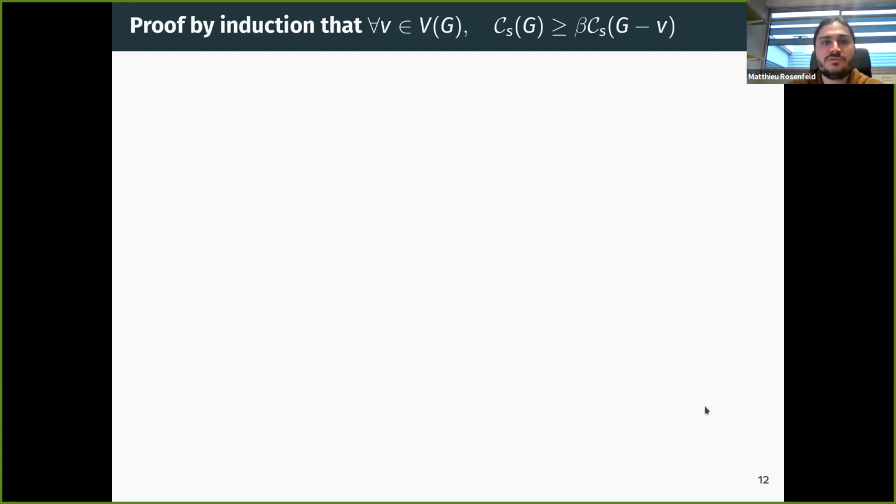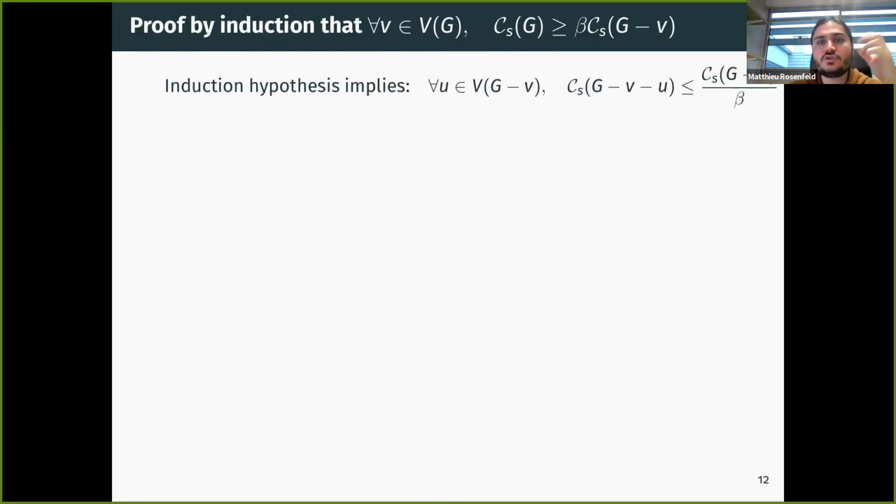Okay, so I want to prove that if I remove a vertex V, then the number of star colorings is divided at least by beta. So let me just write the induction hypothesis right now. Actually, in this case, it's quite simple because I can just write the induction hypothesis. I don't have to do something with it. The induction hypothesis is that if I remove one more vertex, then the number of star colorings is divided by beta. Okay, so we will use that in the end.